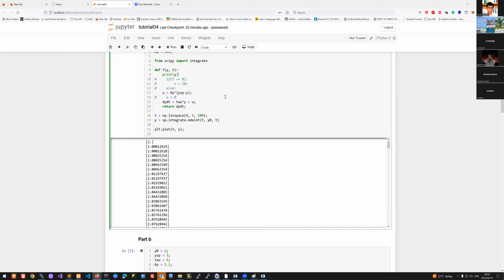Right now, I'm just going to suppress that. Is everyone clear on that? That's how the ODE integration works.